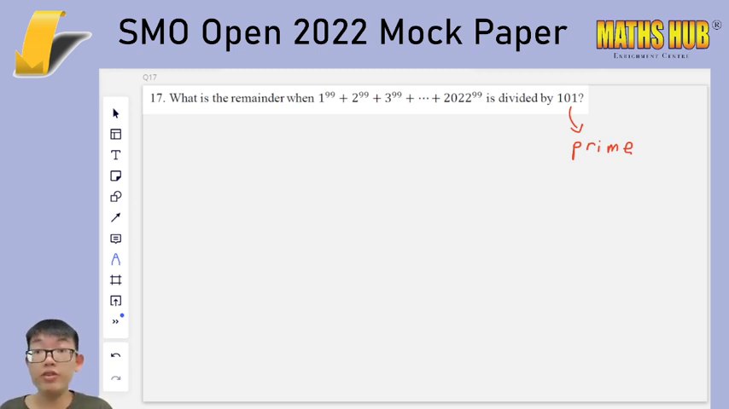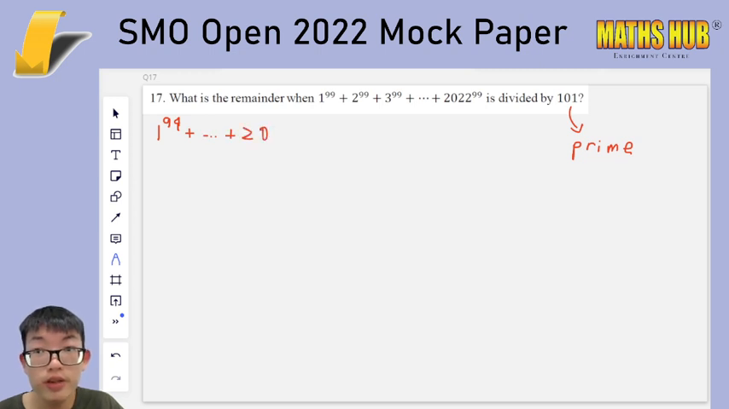Now, the first thing to note is that whenever you have these odd powers, it is nice because adding all of these gives you some symmetry. So here's what I mean. When you have 1 to the 99, I first will handle the whole thing, which is up to 2022.